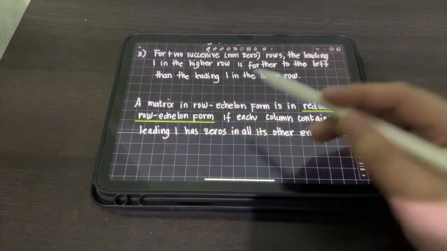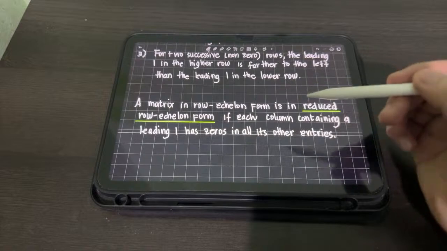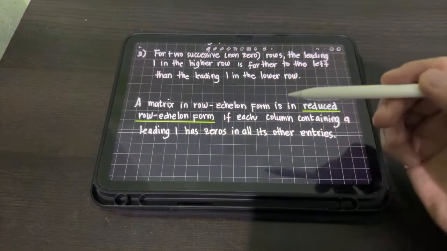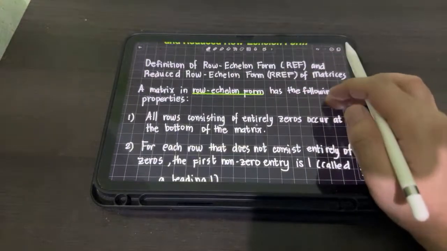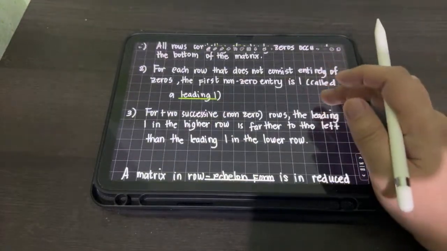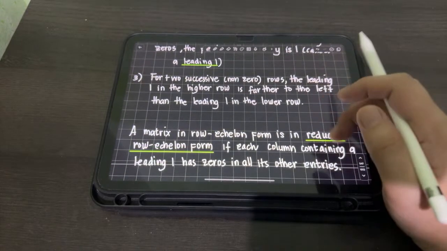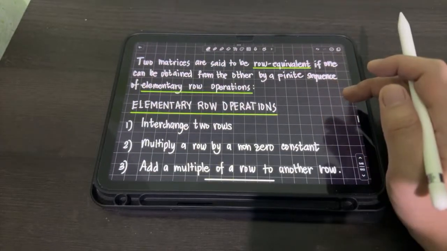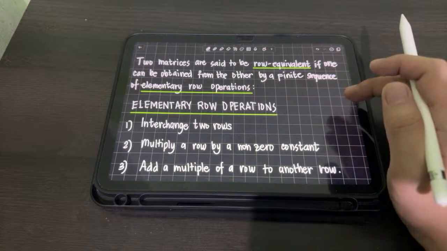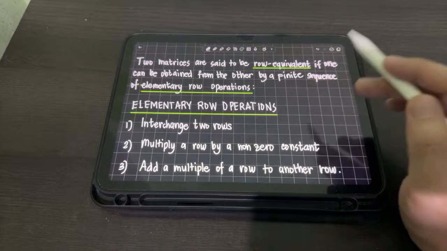And then, a matrix in row echelon form is in reduced row echelon form if each column containing a leading one has zeros in all its other entries. So, we will again use these properties when we transform matrices to row echelon form and reduced row echelon form. Okay, so take note of this one. Now, how do we transform any matrix to its row echelon and reduced row echelon form?